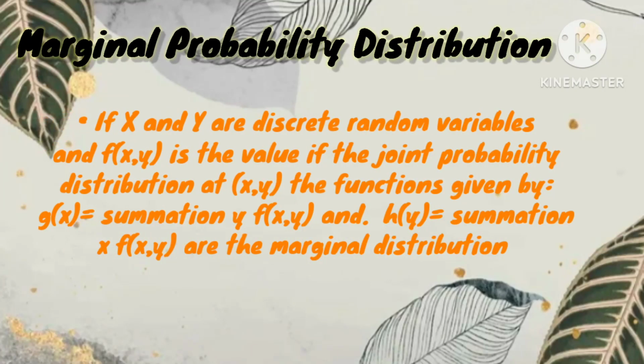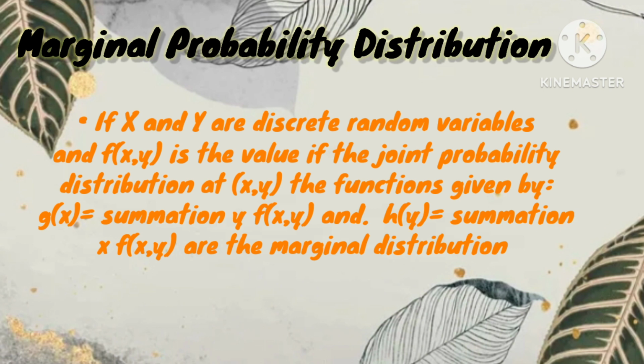Next is the marginal probability distribution. If X and Y are discrete random variables and f(x, y) is a value of the joint probability distribution at x and y, the functions given by g(x) equals the summation over y of f(x, y) and h(y) equals the summation over x of f(x, y) are the marginal distributions of X and Y.